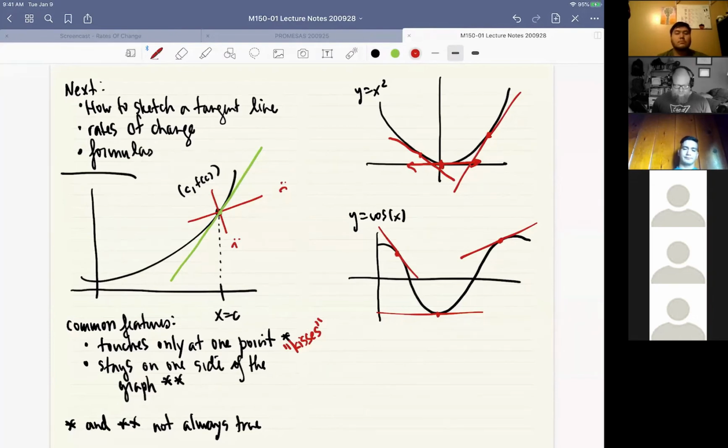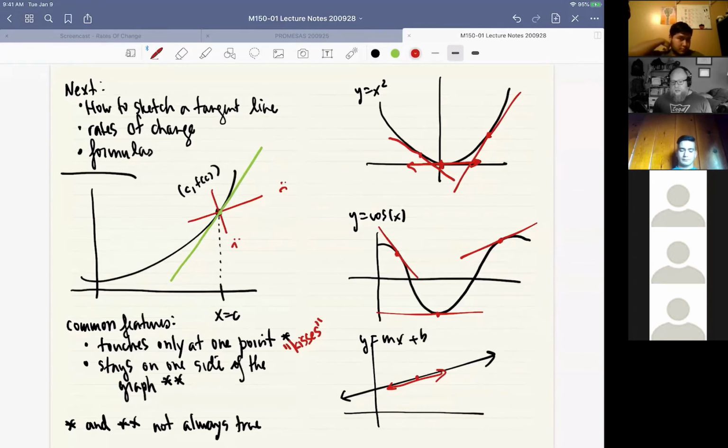Another important case of a tangent line is when you've got a straight line. Pick a point on the line, and the tangent line coincides with the line. And so that's something that's important to remember, is that the tangent line to a line is the line itself.